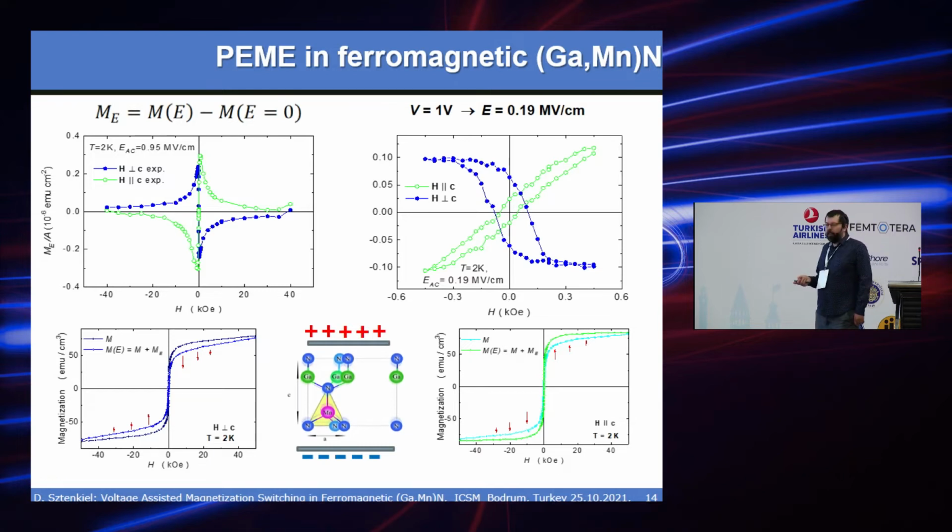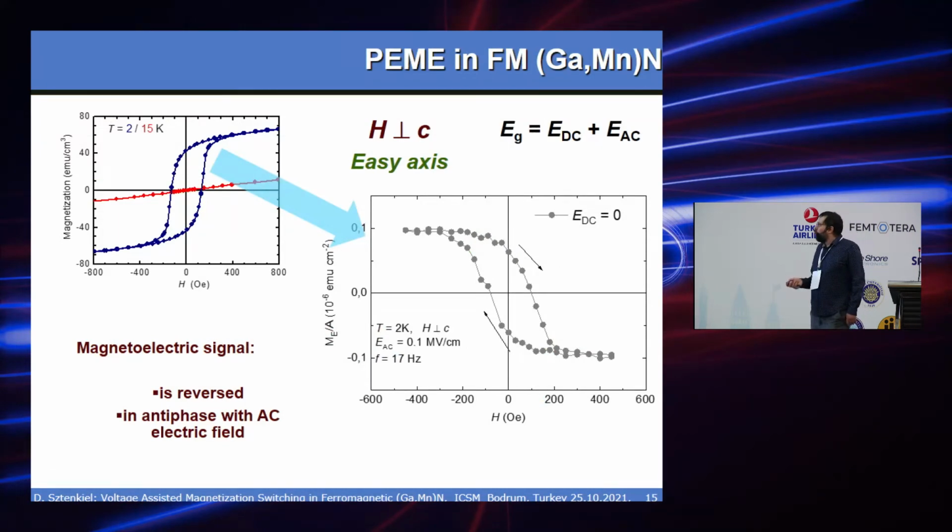And here is the magnetoelectric signal in very small magnetic field range. We also observe a clear hysteresis loop with coercive fields very similar to the one observed in standard magnetization measurement. This is again standard magnetization, and this is the magnetoelectric signal for the easy axis, and in the next slide I will show only the results for the easy axis. So we see that the signal is reversed as compared to the standard magnetization and in antiphase with the applied AC electric field.